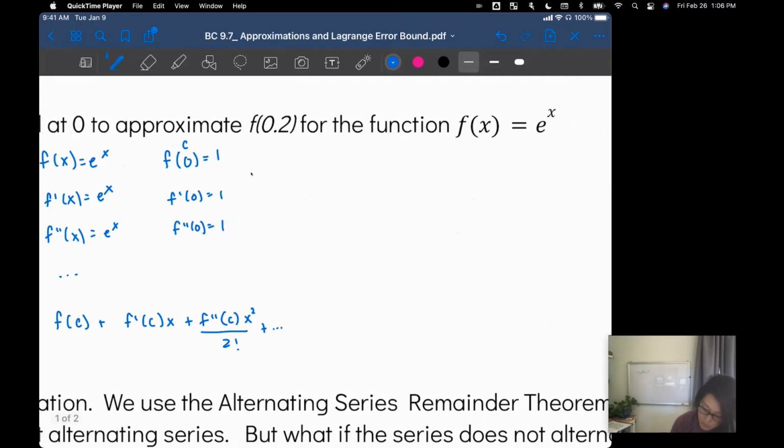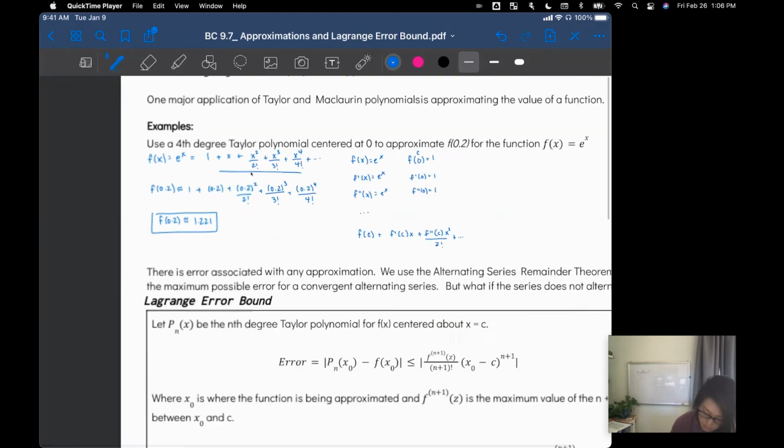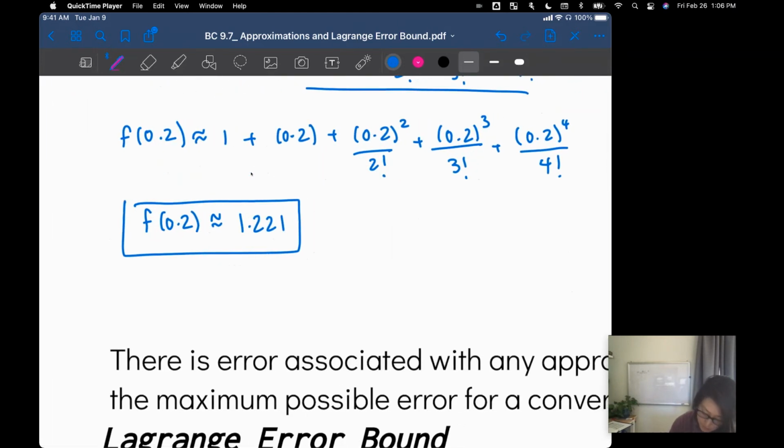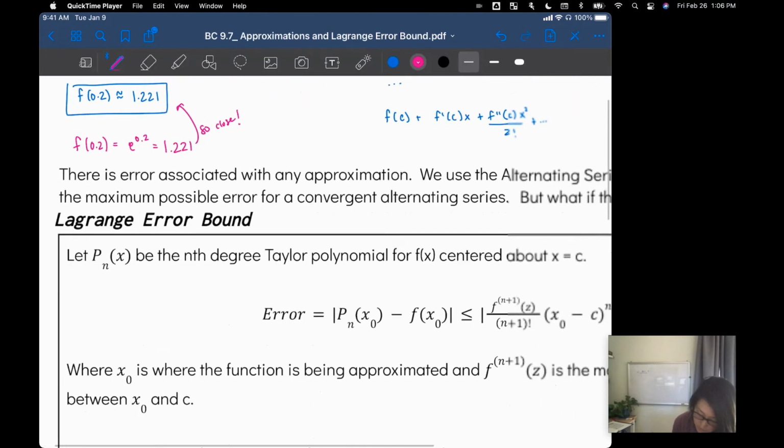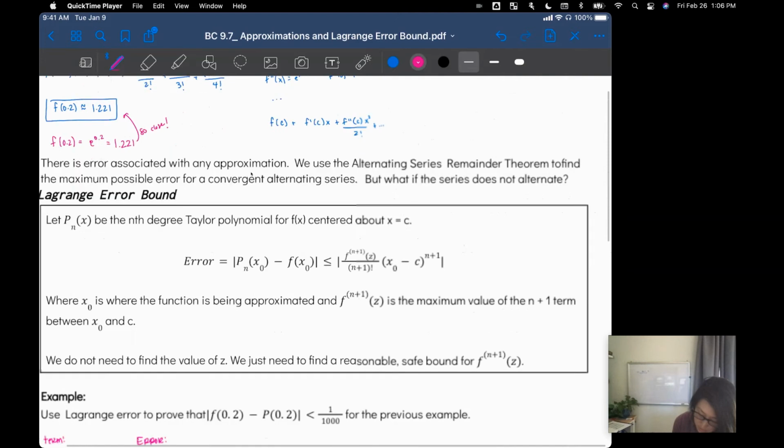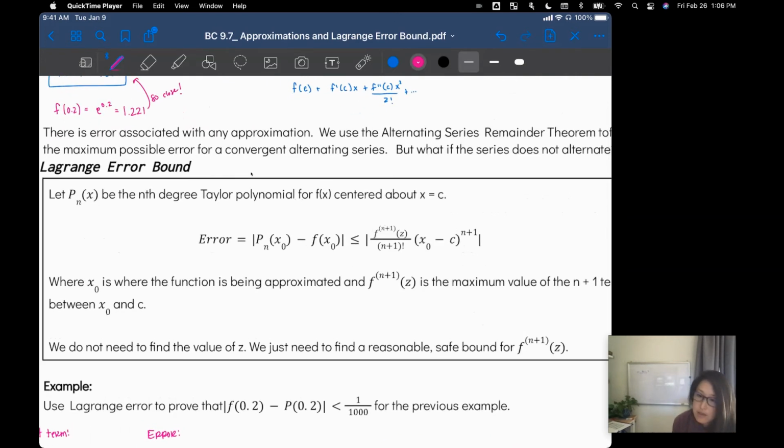Okay, so what we are going to do now, just for fun, I typed f of 0.2 in the calculator, which was e to the 0.2, and the actual value is 1.221. So close. Okay. All right, so there's an error associated with any approximation. Okay, so anytime we approximate a value, of course, we're going to be off by a little bit.